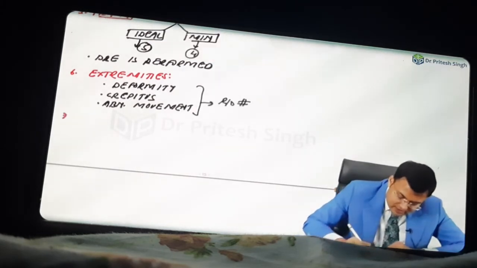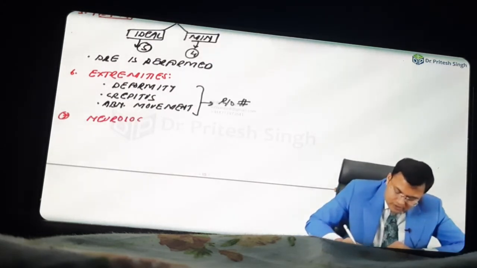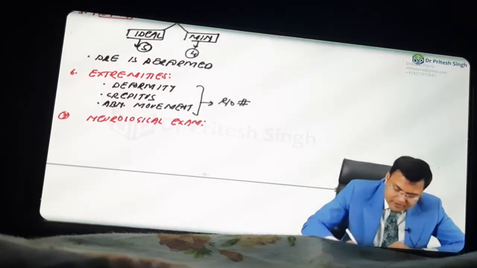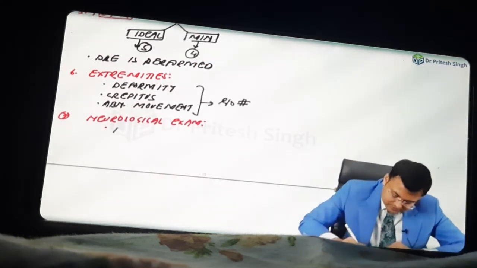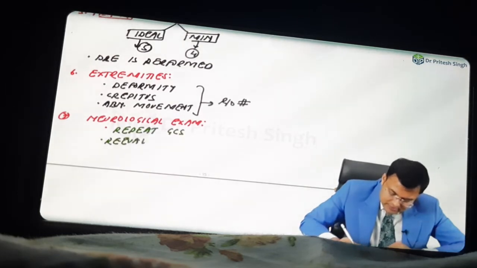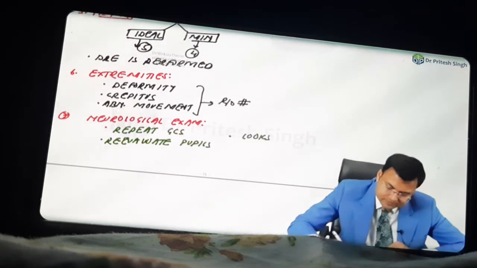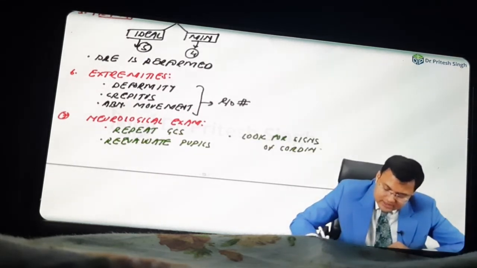And what is the seventh step? Neurological examination. Here we repeat the GCS, re-evaluate pupils, and look for signs of cord injury. So this is the secondary survey.